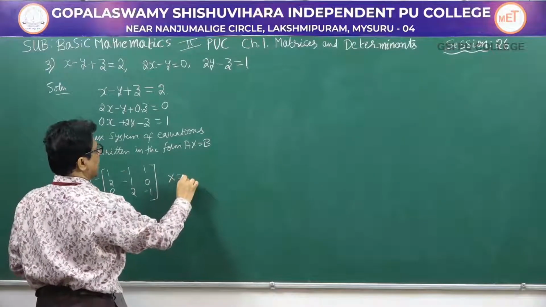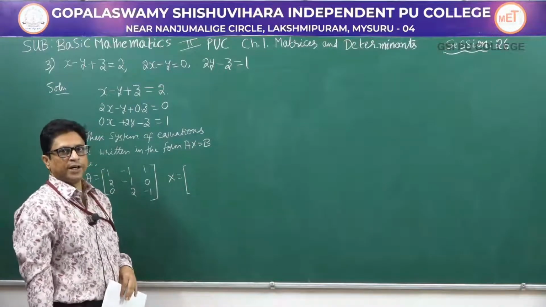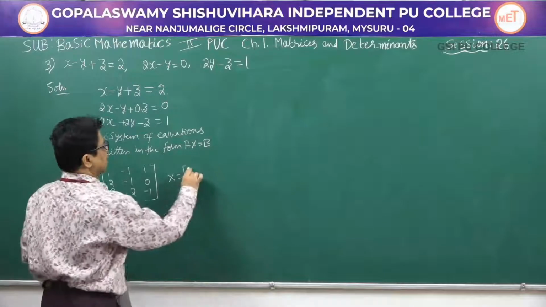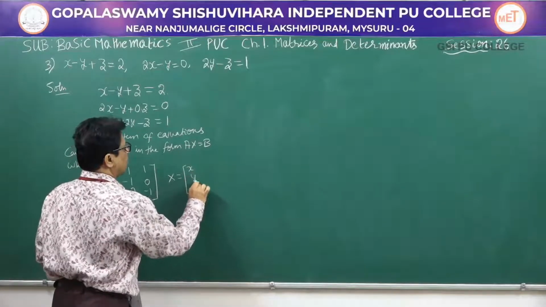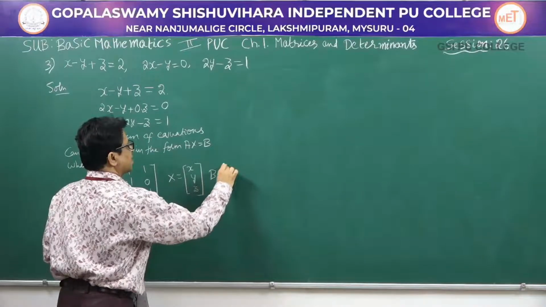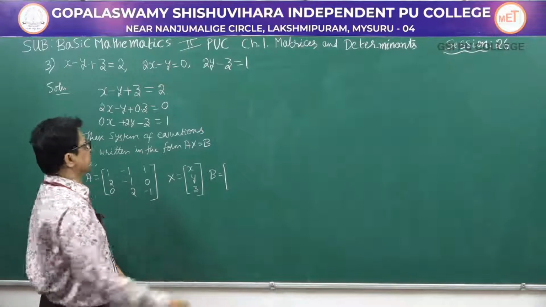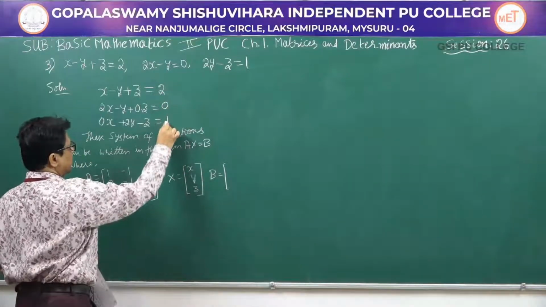In the matrix X we write the variables which we are going to find, that is x, y, z. In the matrix B we write the constant terms, that is 2, 0, 1.